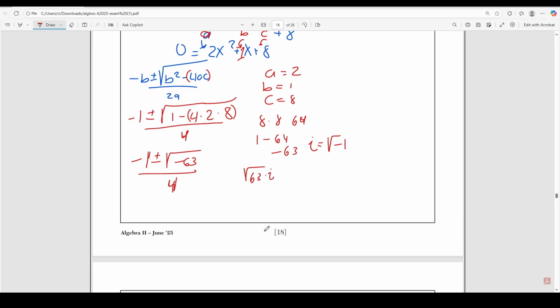But that's not the only thing that we can change here, right? Technically, that's how we get our bi, but remember that whenever you have a radical, the Regents wants you to express it in simplest form. So you have to think, are there any perfect squares that come from root 63? Well, we know that 63 is equal to 7 times 9, right? Radical 63 is equal to radical 7 times radical 9. And we know that radical 9 is equal to 3. So we can simplify this into 3 times radical 7 times i, okay? And now we can write this as negative 1 plus or minus 3 times radical 7 i over 4.